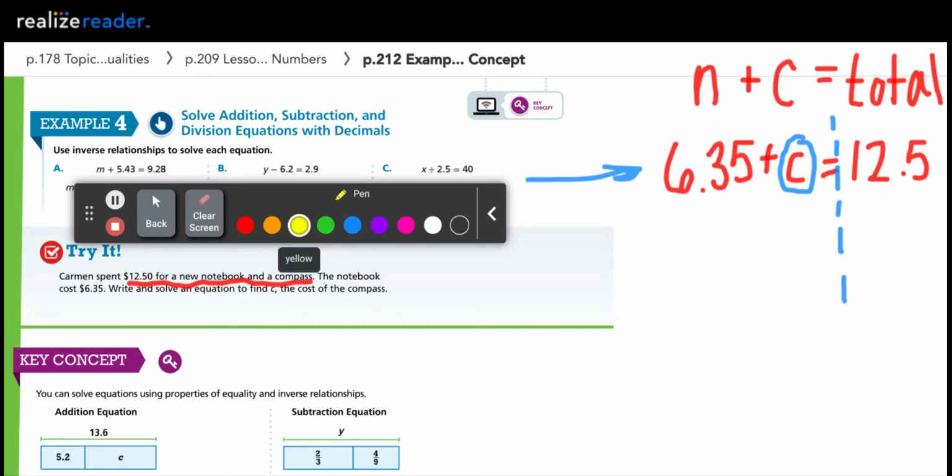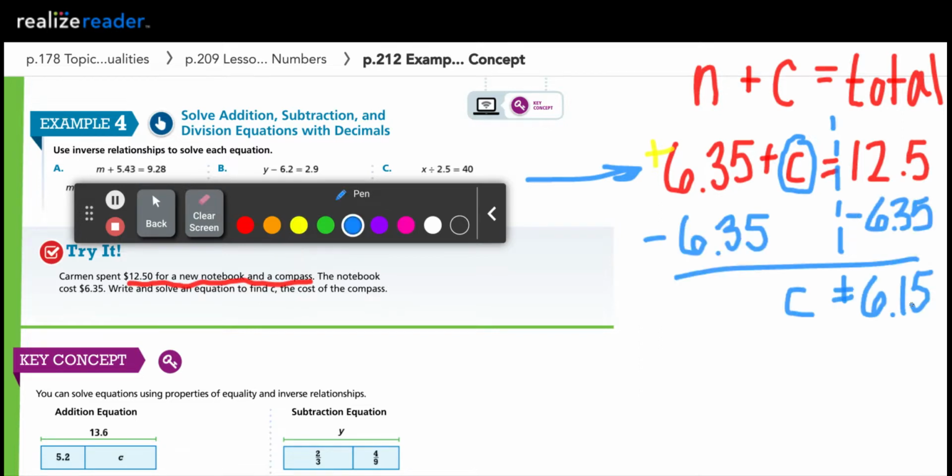Well, I have a 6.35 here with C. Is that a plus 6.35 or a minus 6.35? It is a plus. So you will have to do the opposite of plus there to find the value for C. What is C? So I'm going to subtract $6.35 from both sides, and then C is going to equal $6.15. Let's plug it back into the equation. $6.35 plus $6.15 equals $12.50. So it checks.